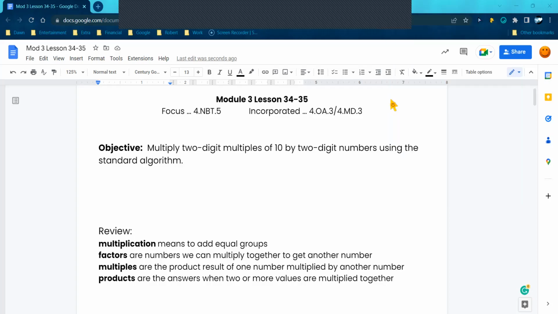Hi, my friends, it's Miss Alexander, and today we're working on Module 3, Lesson 34 and 35 in Engage New York. Our objective today is to multiply two-digit multiples of 10 by two-digit numbers using the standard algorithm.